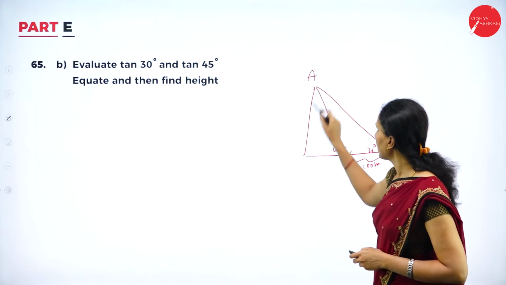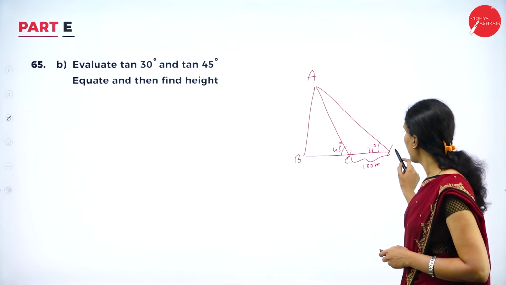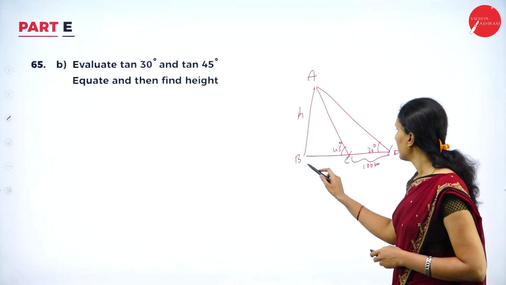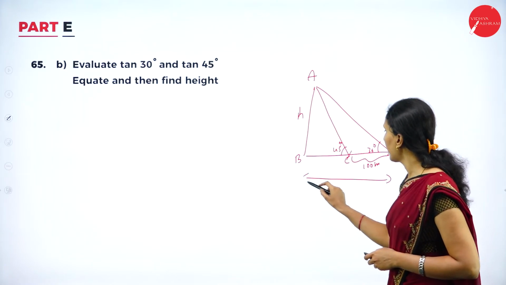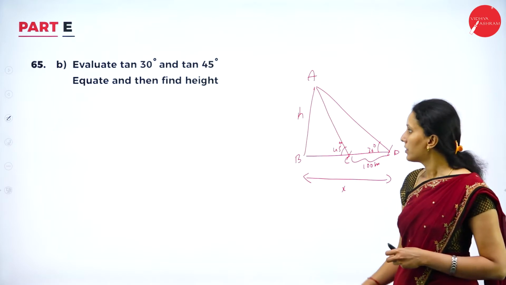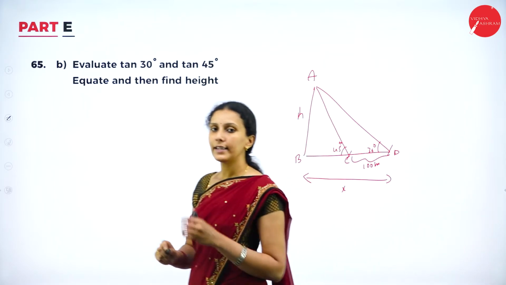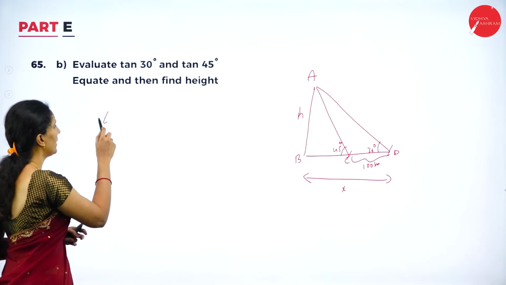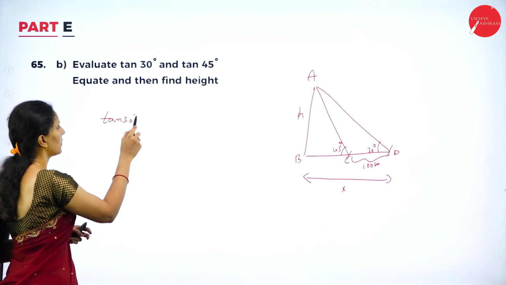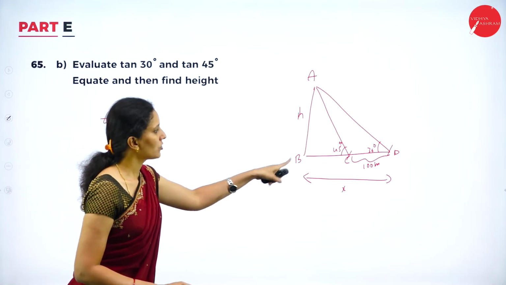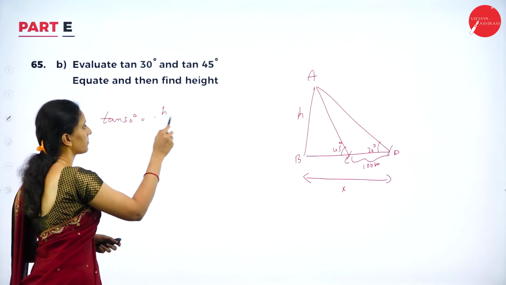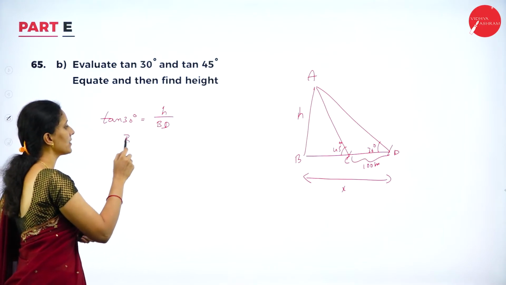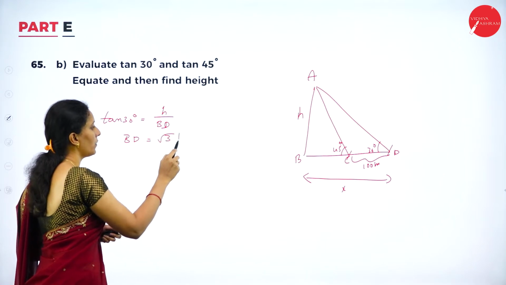If you mark this as A, B, C and D, you can take this as height of the cliff. So the total distance here you can take it as x also. So applying tan 30 and tan 45 here. So let's see what happens if I get tan 30. Tan 30, I will get it as h divided by BD. Tan 30 is 1 by root 3. So I will get BD is equal to root 3 into h.